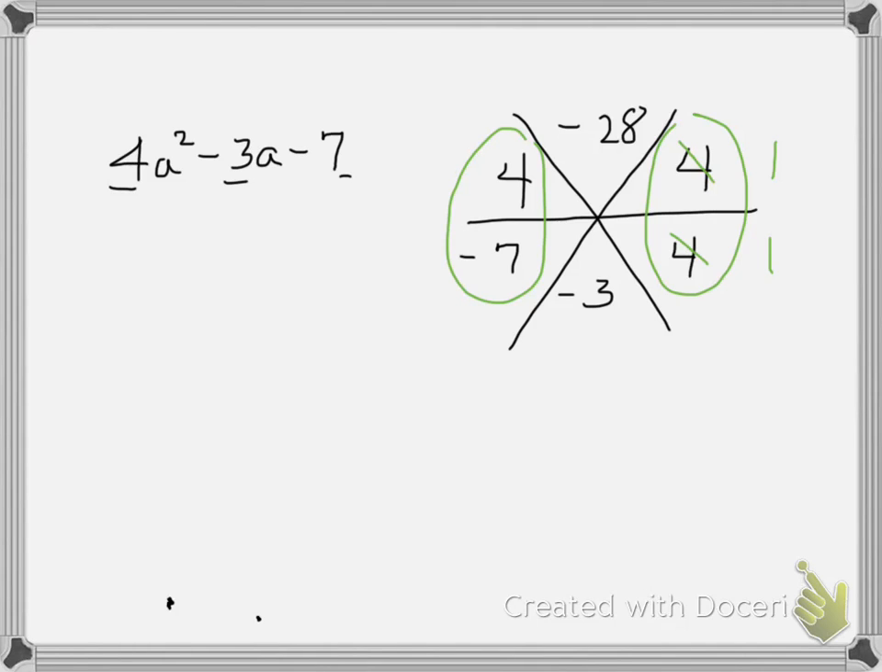Now I'll put the variable back in. So the variable again will go with the top number, and my factorization is about done. My factorization will be 4x minus 7, which comes from here, and then 1x, or just x, plus 1, which comes from the right-hand side.